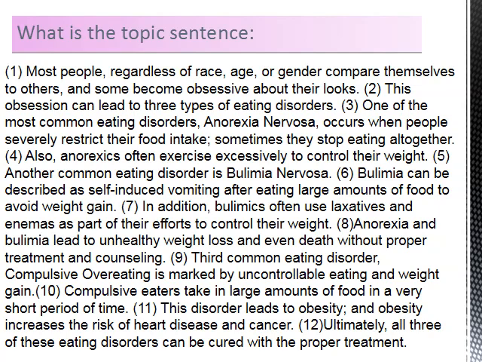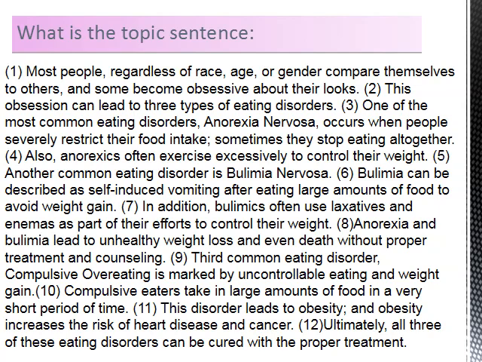Okay, so in most cases we do have the topic sentence as the first sentence. So let's go ahead and take a look at the first sentence. Most people, regardless of age, race, or gender, compare themselves to others, and some become obsessive about their looks. Look at that sentence. Are the rest of the sentences in relation to that main idea that's expressed there?